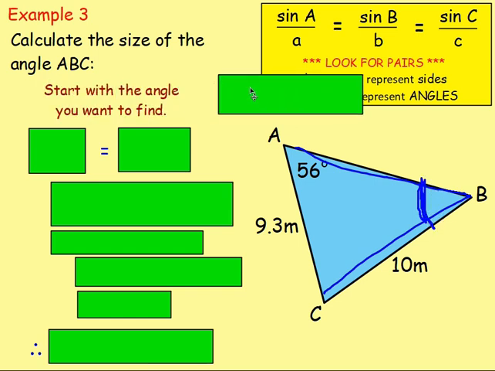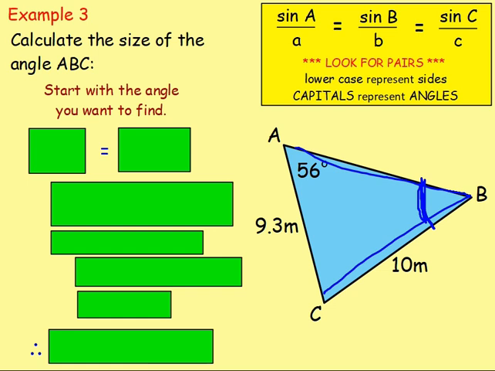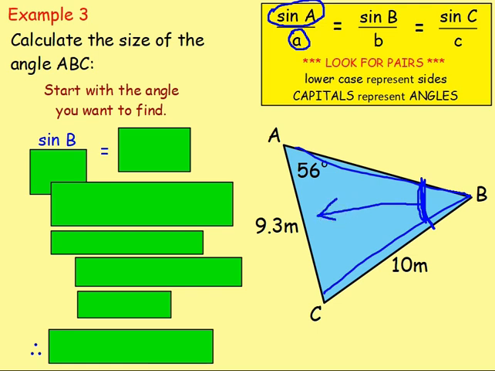So, start once again with what you want to find. That's what you always do whenever it's one of the sine rule questions. Because that's the angle you want to find, B, it's going to be sine B. And we're dividing that by, again, it's sine of our angle divided by the side, and that's going to be a pair. So it's the angle with the side across from it. So it'll be sine B divided by 9.3.